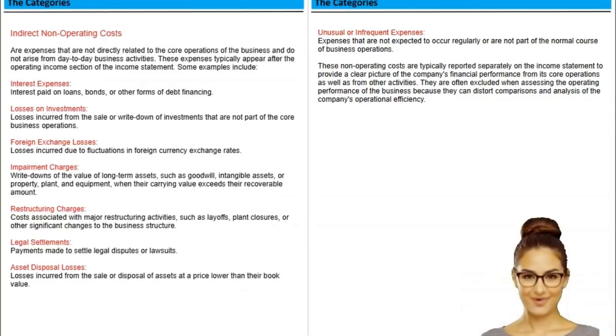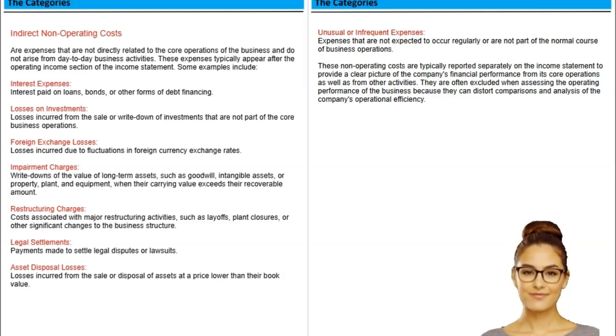Our last section will be indirect non-operating costs. These are expenses that are not directly related to the core operations of the business, and do not arise from day-to-day business activities. These expenses typically appear after the operating income section of the income statement. This section can be quite cumbersome, but it's important to learn the definitions and the expenses that fall in this category. Some examples may include interest expenses, losses on investments, foreign exchange losses, and so on and so forth.